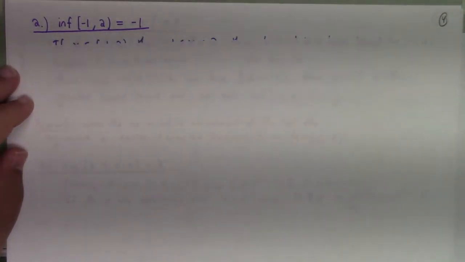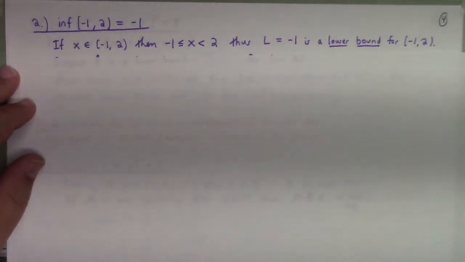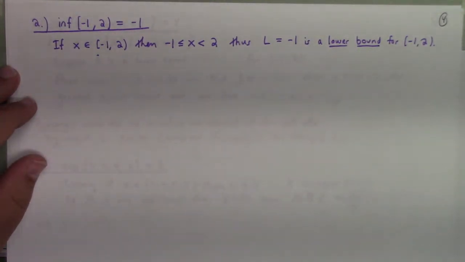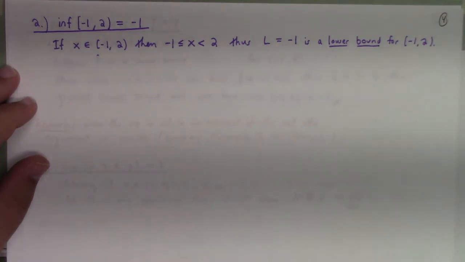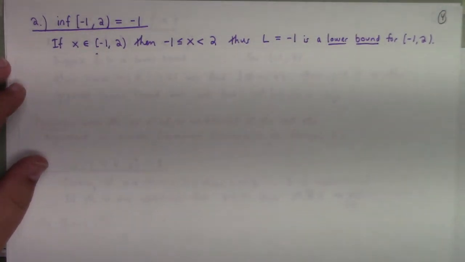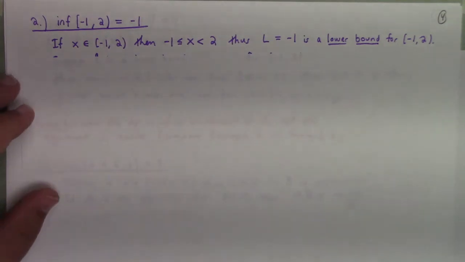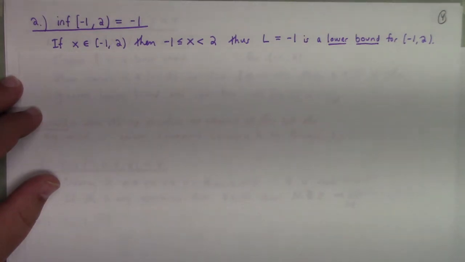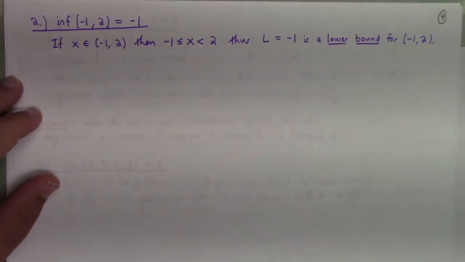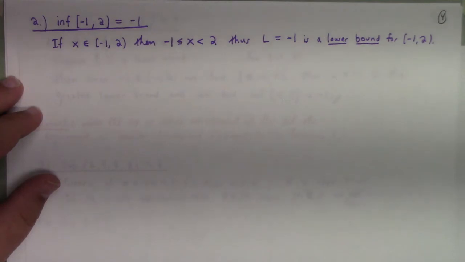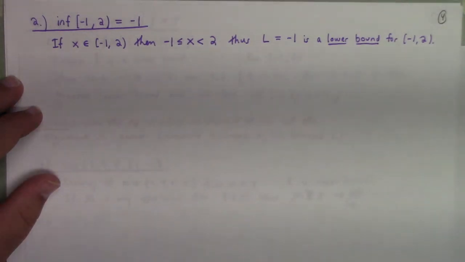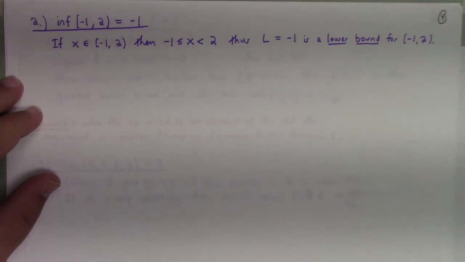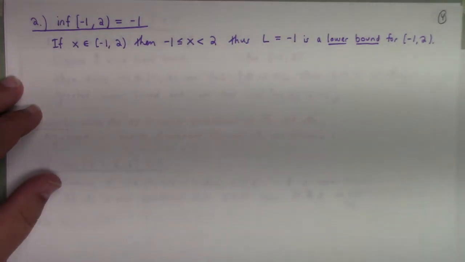All right, great. So I'm claiming that the infimum of [-1, 2) is equal to -1. Now this one's going to be easier because this time the alleged greatest lower bound is in fact a point in the set in question. That makes the argument much easier, as we'll see. So certainly if x is in the interval from -1 included to 2 excluded, then -1 ≤ x < 2. Therefore, L = -1 is a lower bound for the set.